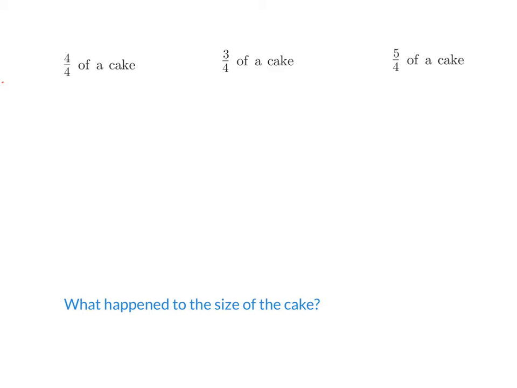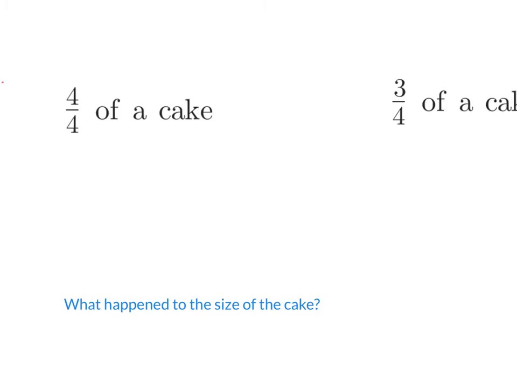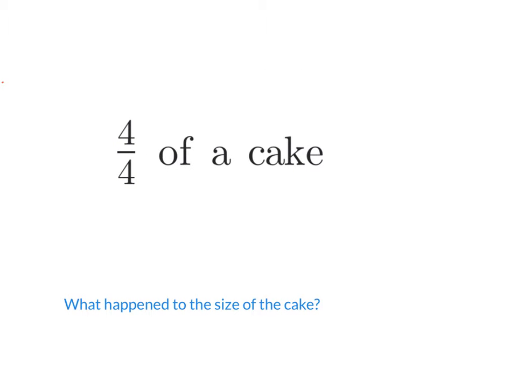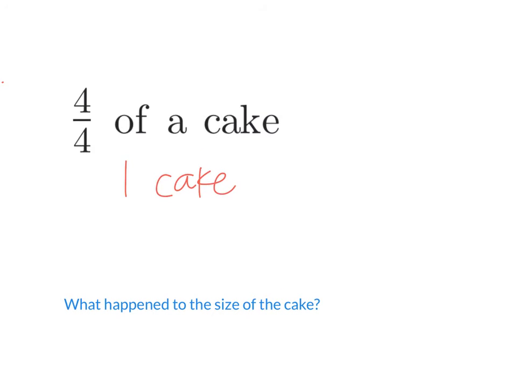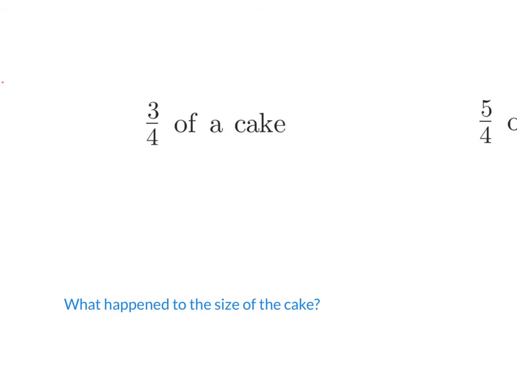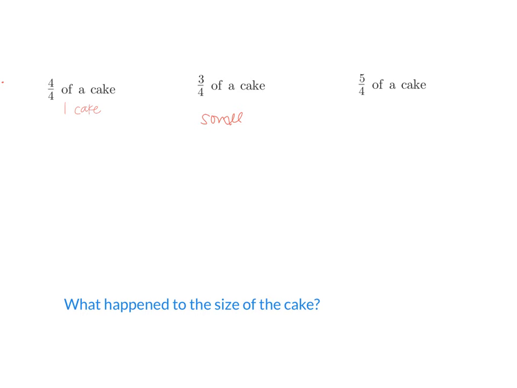Let me ask you a question, guys. If I had a full cake, and I wanted to give you 4/4 of the cake, how much of the cake would you get? All of it. One whole cake, right? Now, what if, instead of giving you 4/4, I just wanted to give you 3/4 of the cake? Would you get all of the cake, or only some of the cake? Now, what if I wanted to give you 5/4 of a cake? Would you have one whole cake, some of a cake, or more than one cake? More than one.